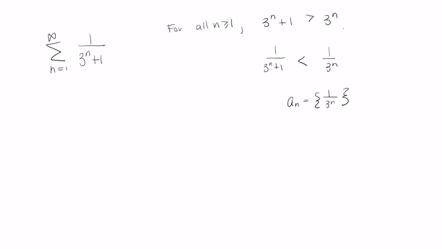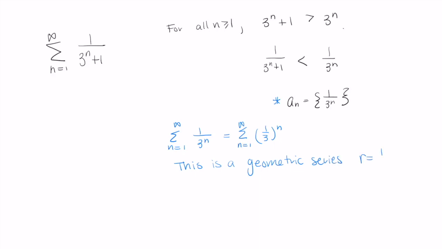How does this help us? Well, let's consider the infinite series from n equals 1 to infinity of 1 over 3 to the n, which can be rewritten as the sum from n equals 1 to infinity of 1 over 3 to the nth power. This is a geometric series. Furthermore, r is equal to 1/3, which is less than 1, so this series converges.